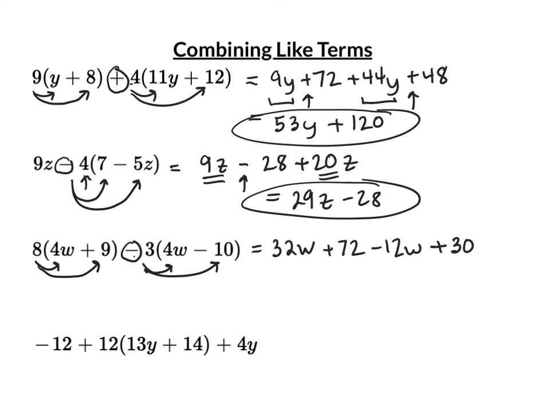I'm going to combine like terms. This is positive 32w and negative 12w. I'm adding together, or just 32 minus 12. That is 20w. Positive 72 plus positive 30 is a positive 102.